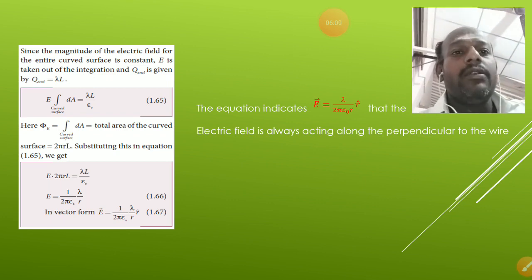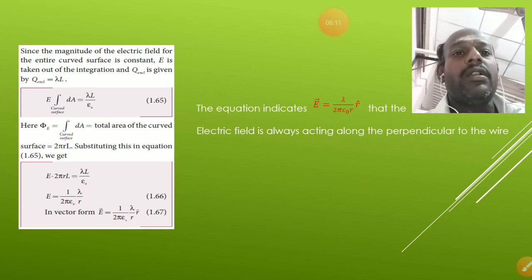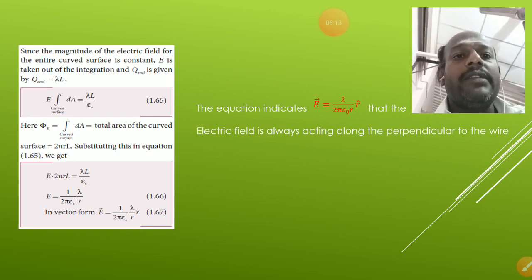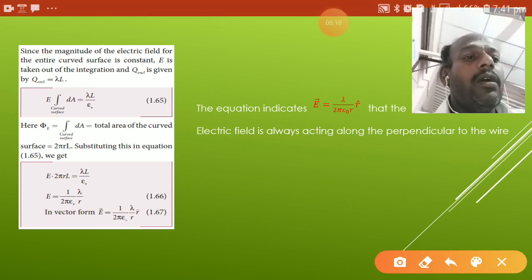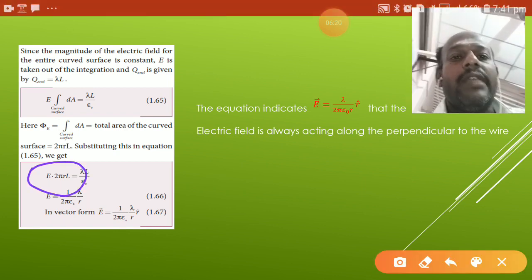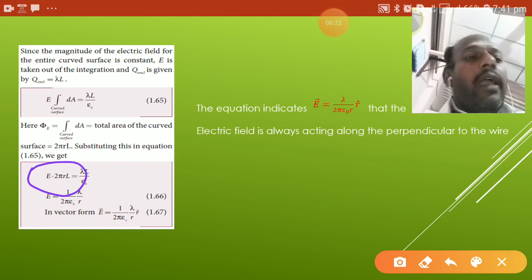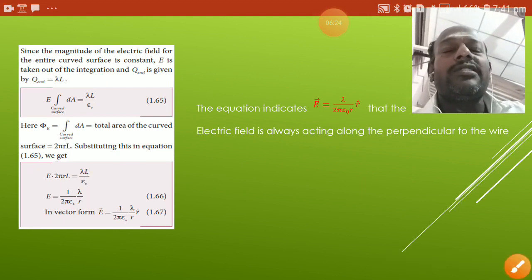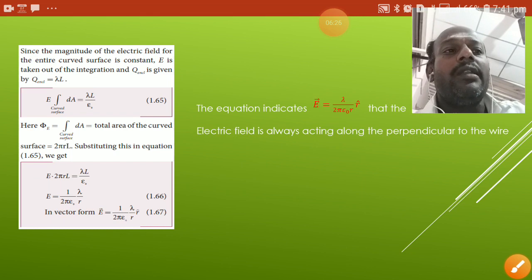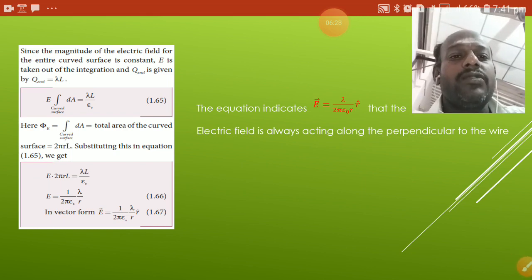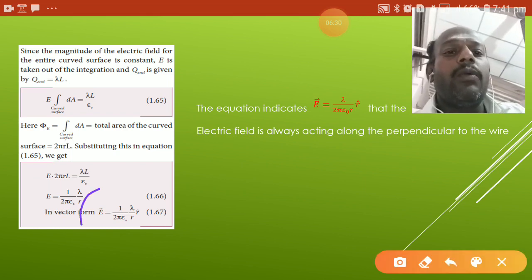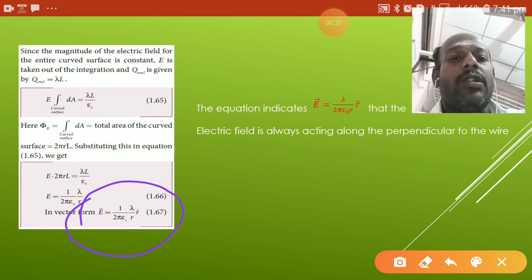So Q is lambda L by epsilon naught. By substituting the value E into 2 pi RL, that is the area, E into dA, and Q by epsilon naught, instead of Q by epsilon naught I am substituting lambda L, so lambda L by epsilon naught. So finally E will be equal to lambda by 2 pi epsilon naught R.